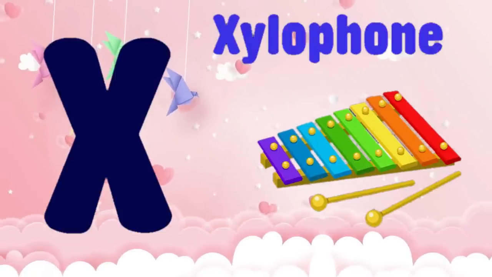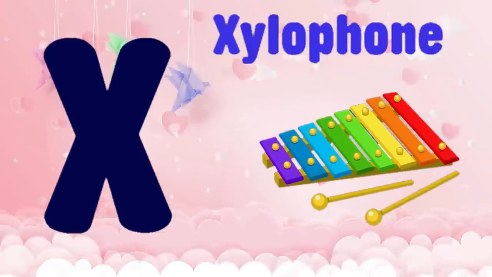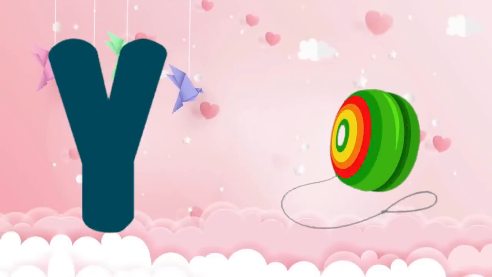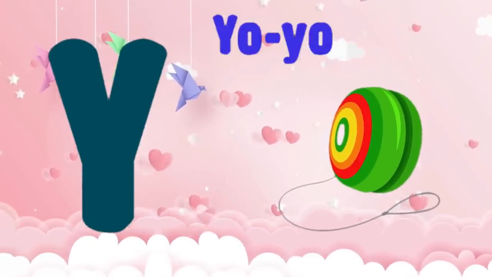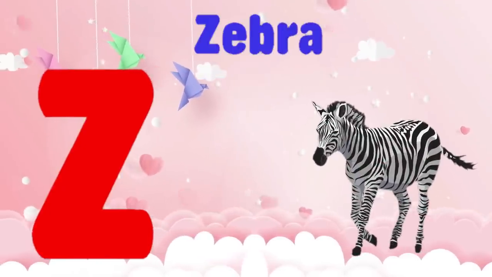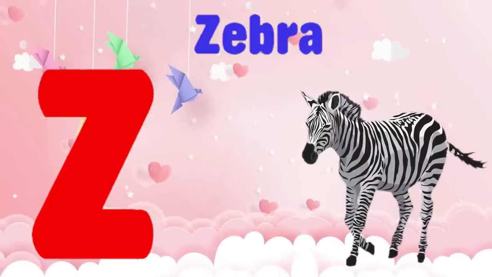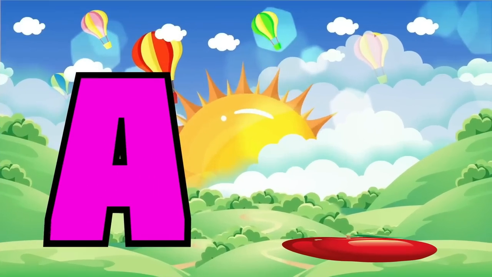X, x, xylophone. Y is for yo-yo. Y, y, yo-yo. Z is for zebra. Z, z, zebra. A.